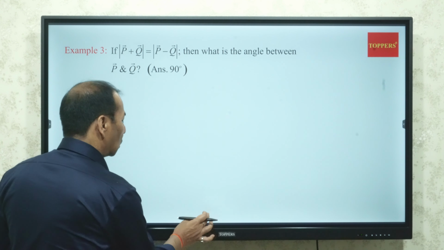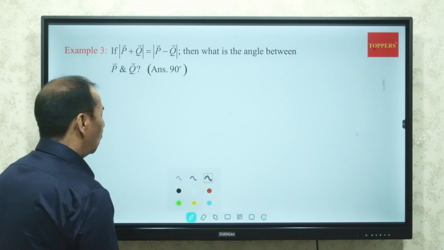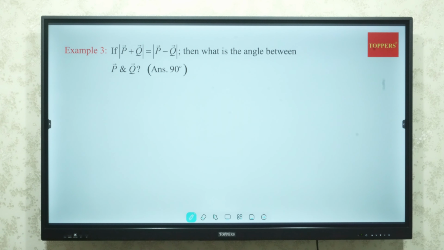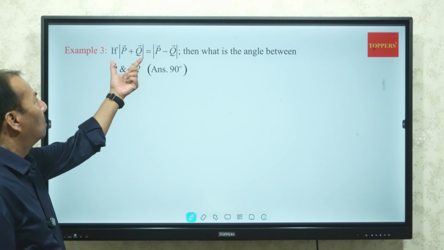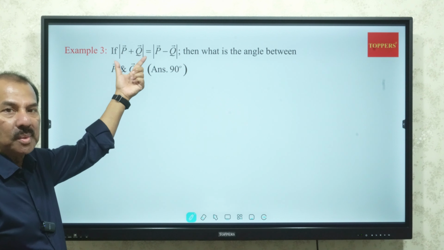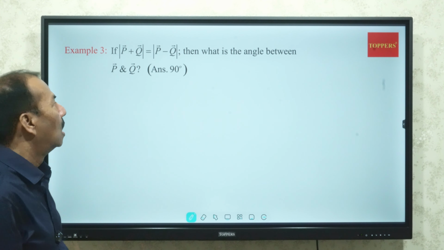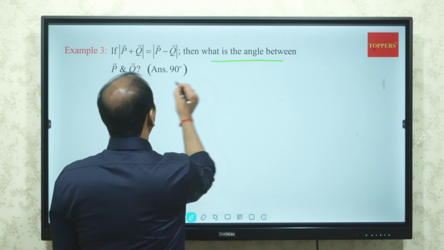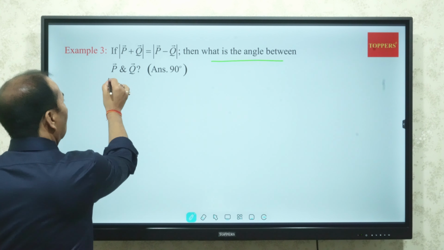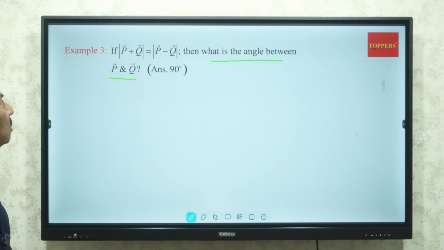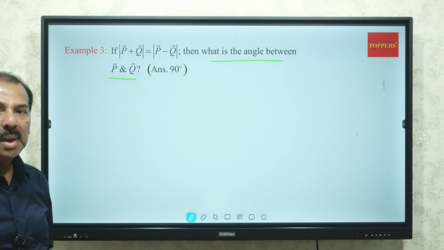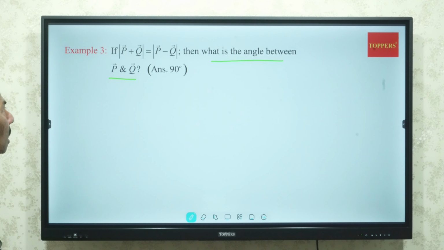So here in this question, the mod of vector p plus vector q is equal to the mod of vector p minus vector q. Again we have to find the angle between these two vectors, p as well as q. So here, assume the angle between the vectors p and q as alpha.